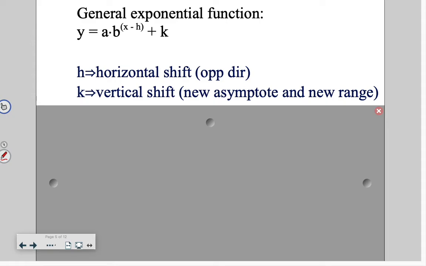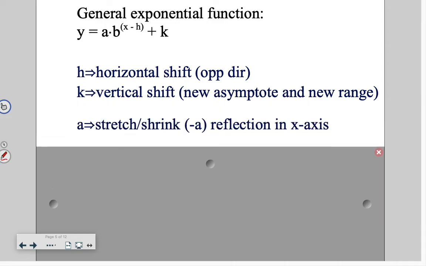And when you shift everything up or down, that means that horizontal asymptote is going to go with it. So instead of being at y equals 0, maybe it moves up 2 to y equals 2. Maybe it moves down 3 to y equals -3. But the horizontal asymptote goes with it. And because the asymptote goes with it, that means the range is going to also be affected as well, because you're shifting things. We'll look at that when we get into some of the examples.